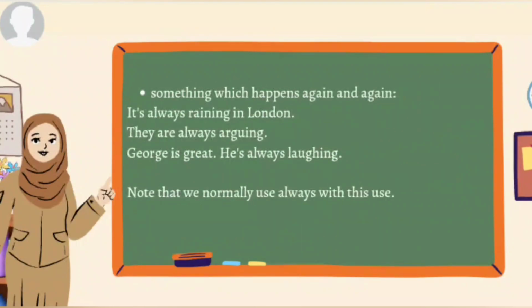Sixth, something which happens again and again. For example, it's always raining in London. They are always arguing. George is great. He's always loving. Note that we normally use always with this use.